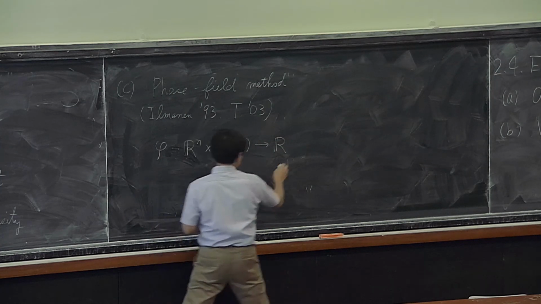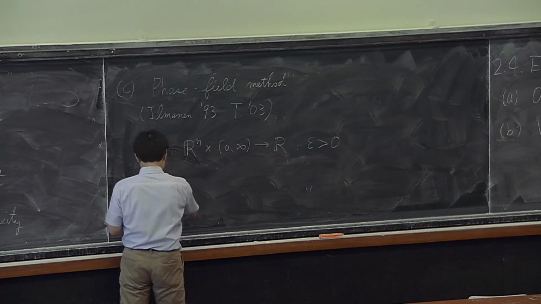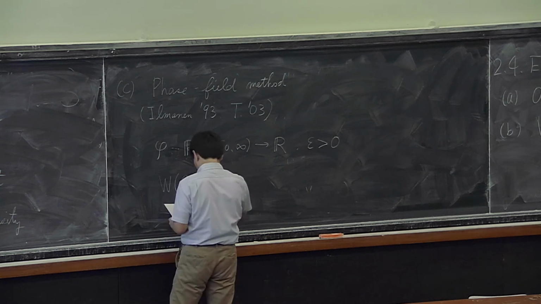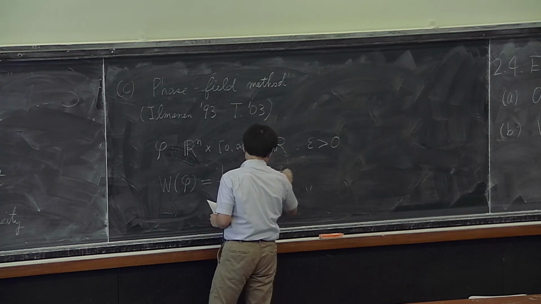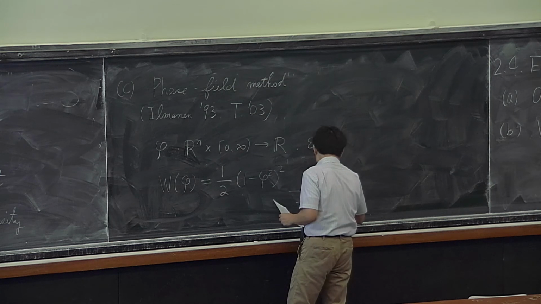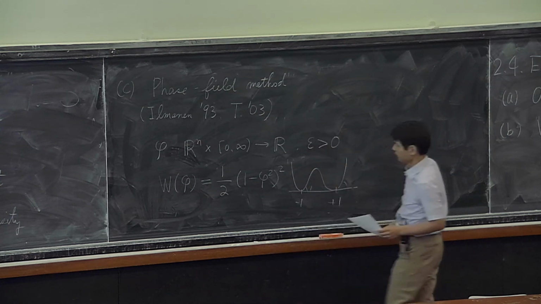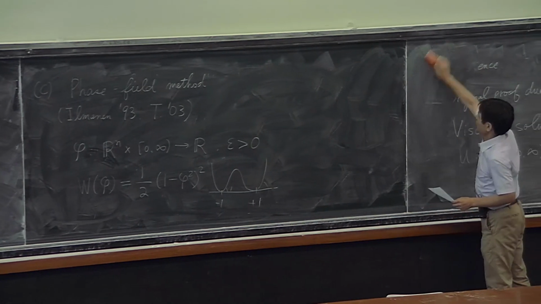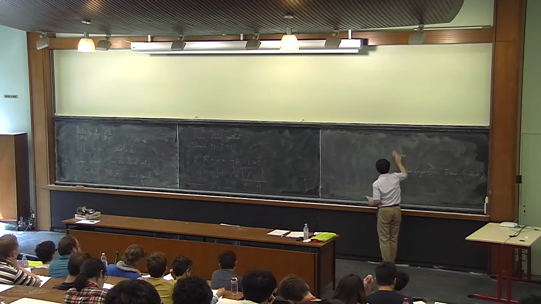And epsilon is a small parameter. Okay, so I just write this and don't explain too much. But this W is the so-called double well potential, where W has local minima at -1 and +1, like that. Okay, and then you consider the parabolic equation, the gradient flow.